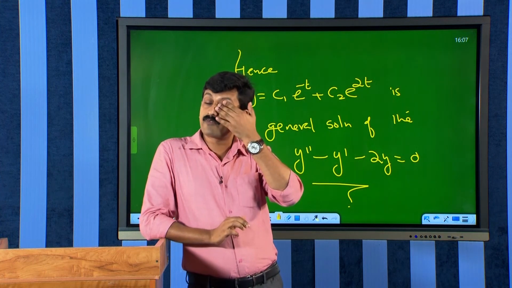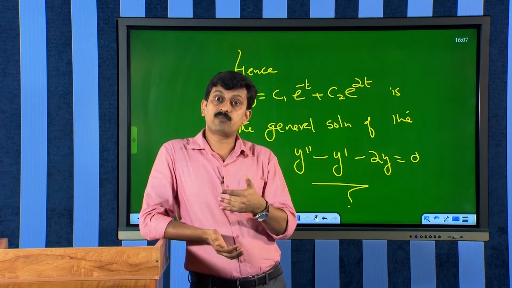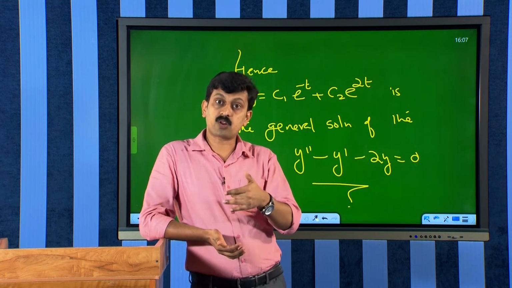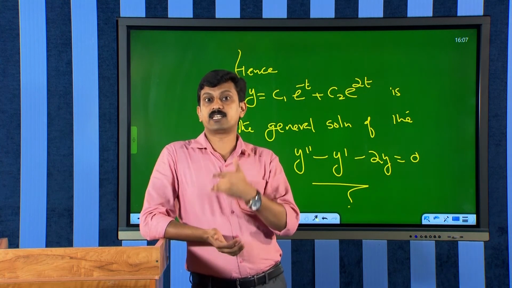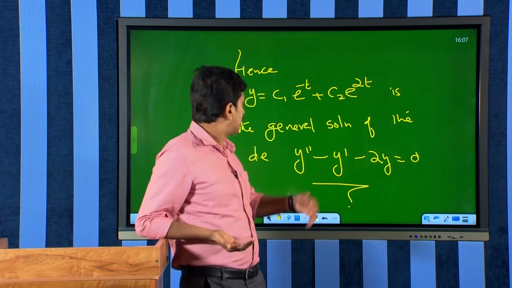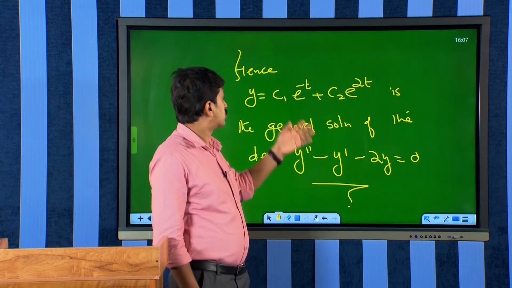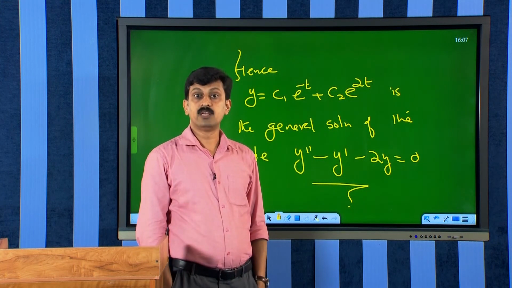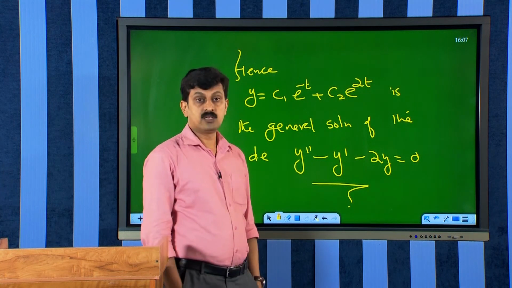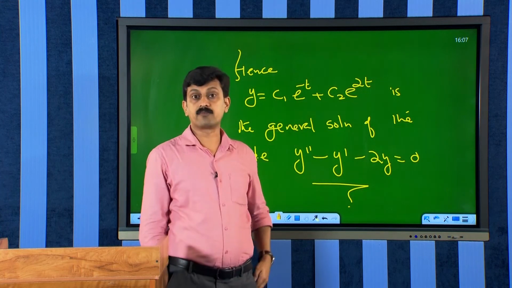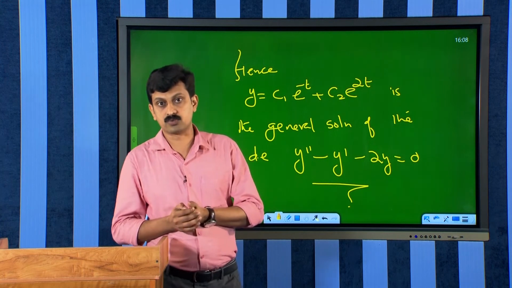For the initial condition, if t naught or x naught is the initial point of the domain, and at that point particular values are given for y at x naught and y dash at x naught, then we can apply the values of y of x naught and y dash of x naught, solve, and find the particular values for C1 and C2. In that case, we will have a particular solution.